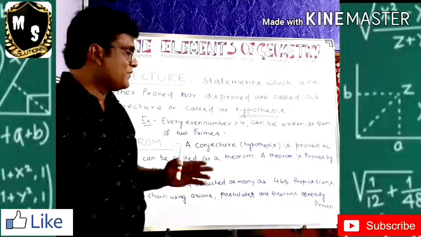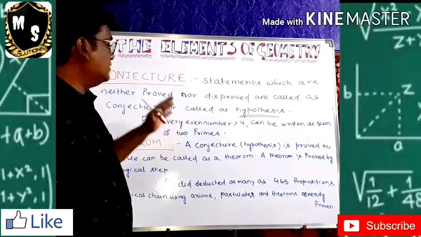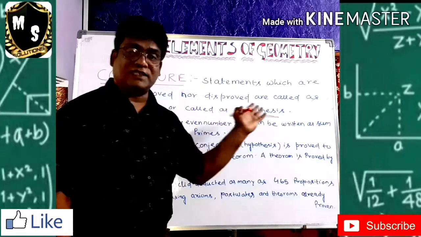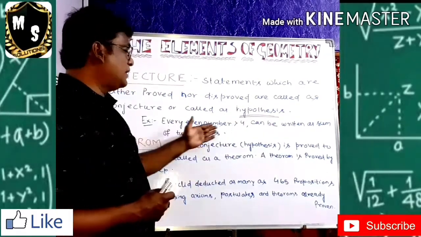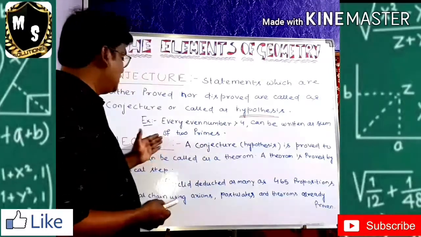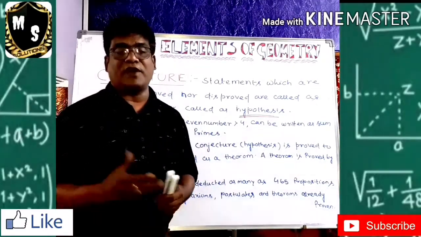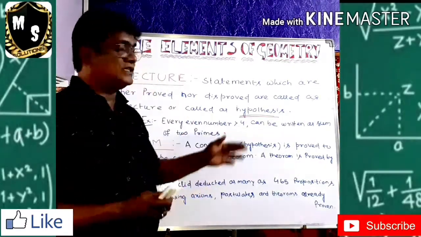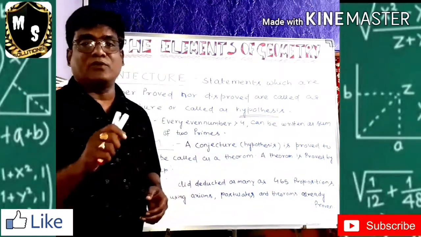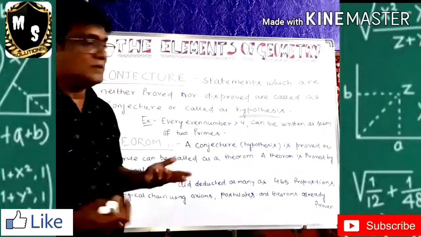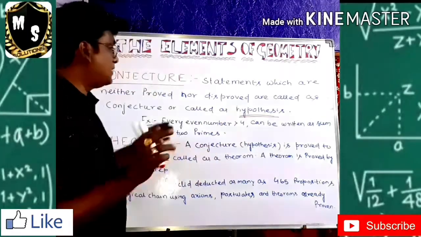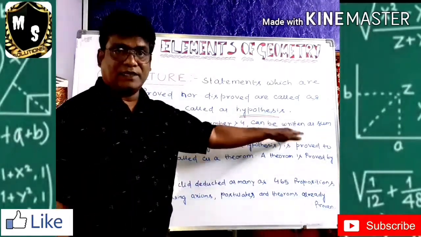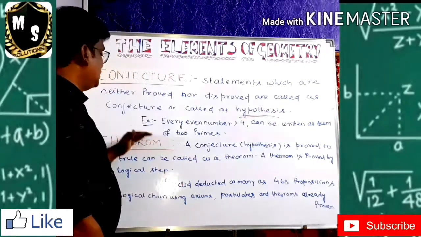Very interesting. A thing which is not proved and not disproved either. An even number greater than 4 can be written as the sum of 2 primes. After greater than 4 it is 5. Can I write 5 as 2 plus 3? Yes, but again it has no proof at all. So this type of condition is called a hypothesis. Clear? So the conjecture is clear to you.